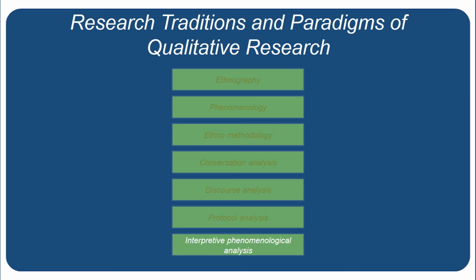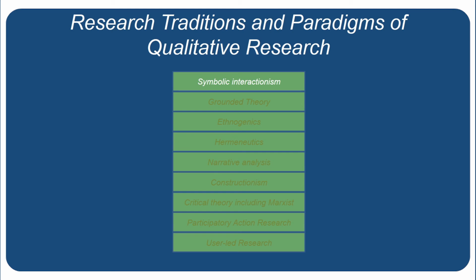There is another kind of tradition, called interpretive phenomenological analysis. So, the philosophers use this interpretive phenomenological analysis for understanding the experiences of individuals, and this has to be described so that the different behaviors of individuals can be meaningfully understood. There is another important tradition in qualitative research, symbolic interactionism.